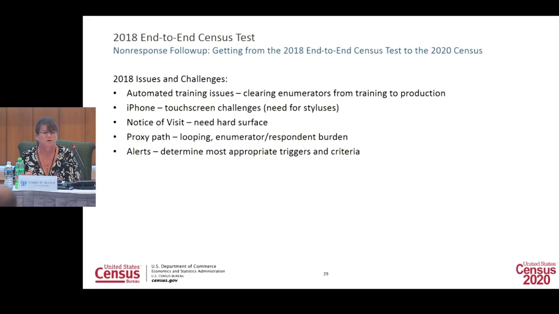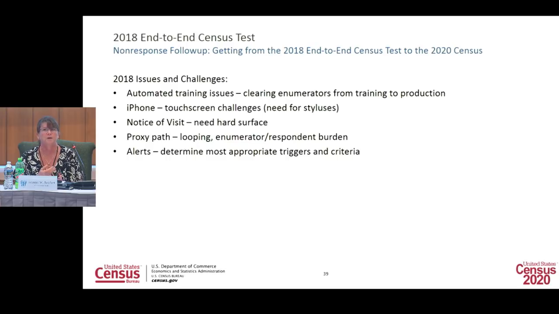So alerts are in the operational control system, and they're meant to be tools for the managers to be able to see what's going on with their employees and with the work in their area. A handful of the alerts had some issues with the thresholds not being set right or getting false alerts. And so it kind of drew into question all of the alerts. And so I think as a whole for the test, the alerts weren't as effective as we had hoped.